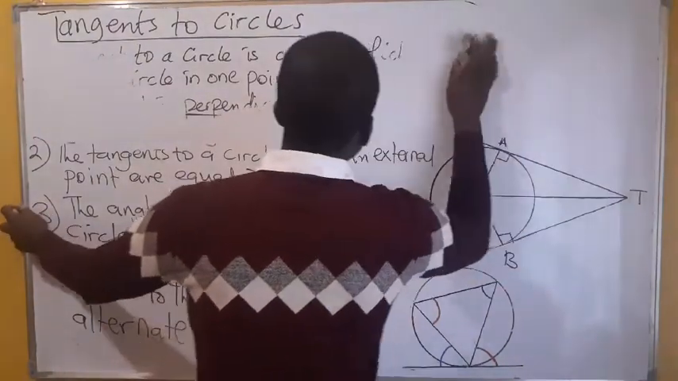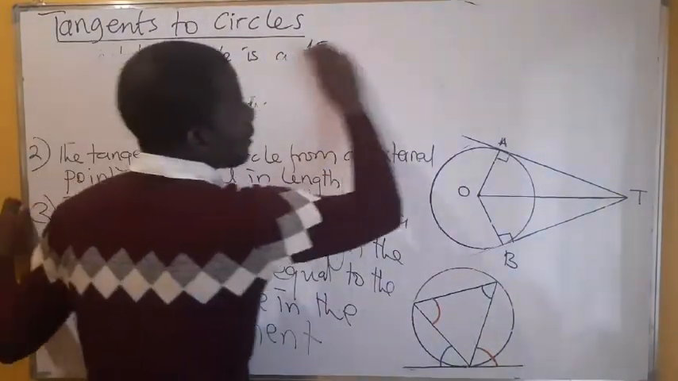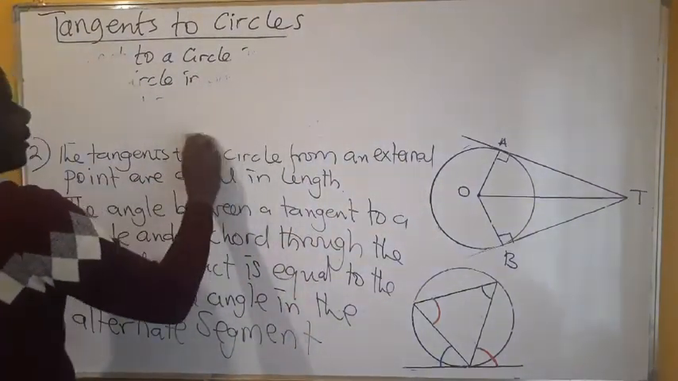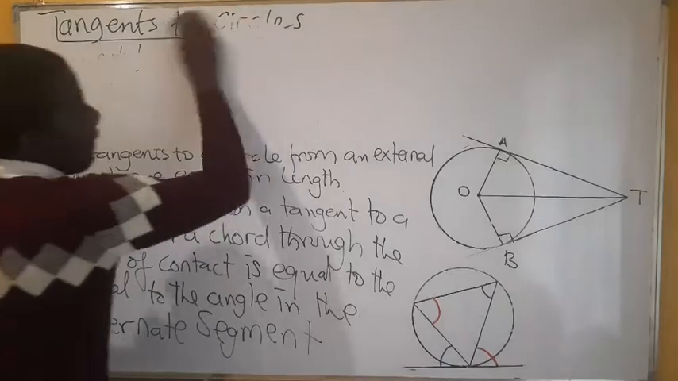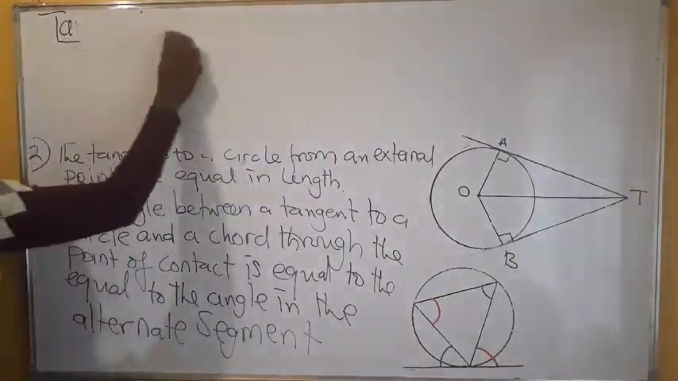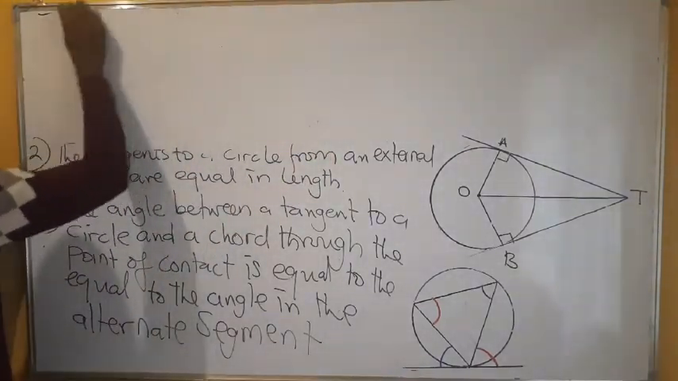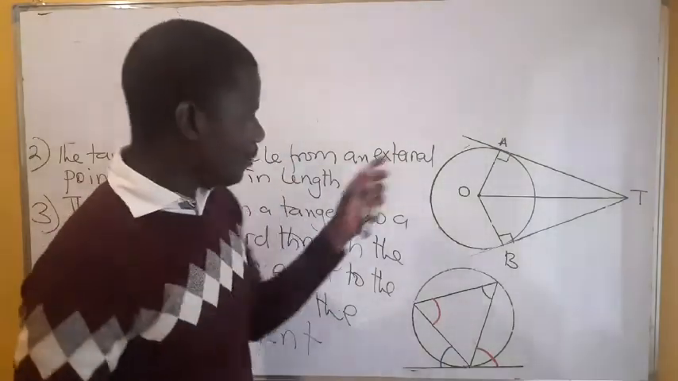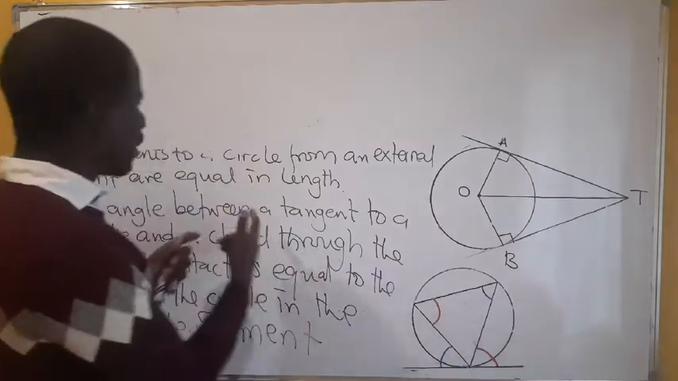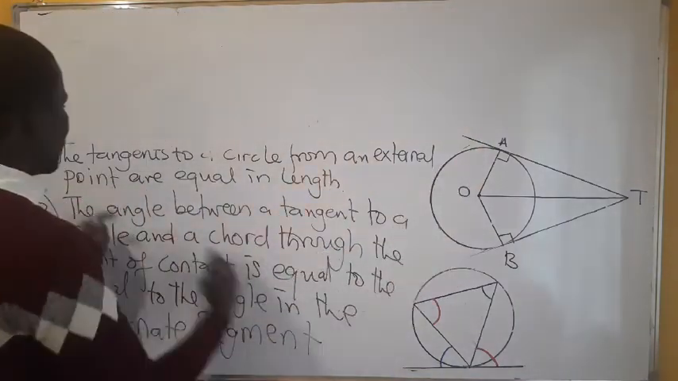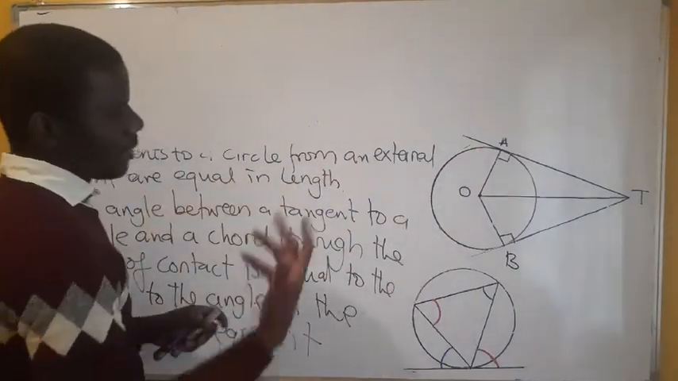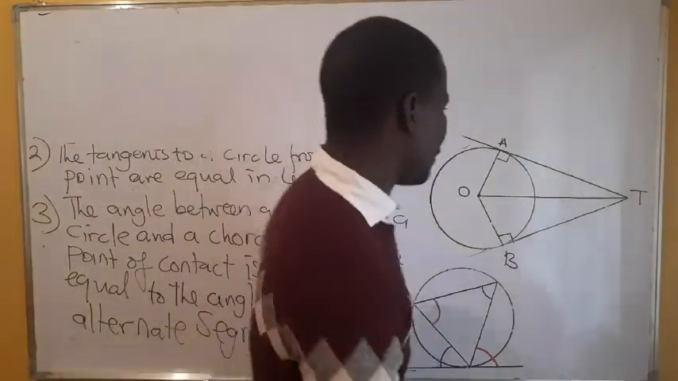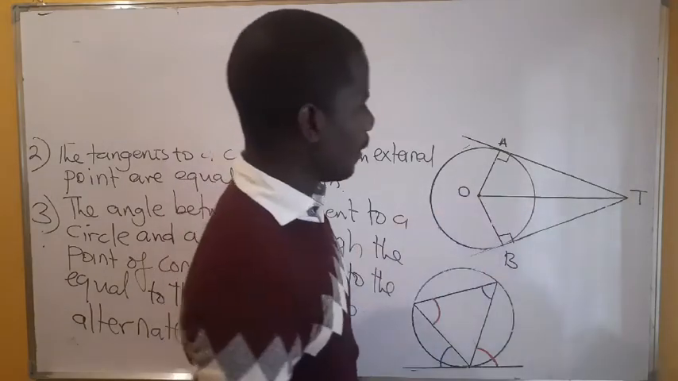We can proceed to the second point to look at what they are talking about. What is the second point saying? The tangents to a circle, meaning here we are talking about more than one. The tangents to the circle from an external point are equal in length. Now, please, I want you to follow me here.